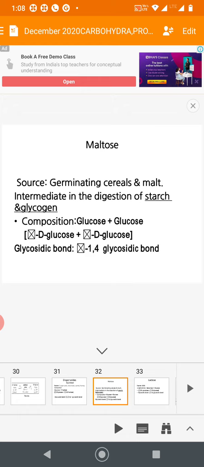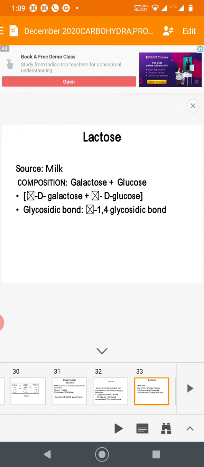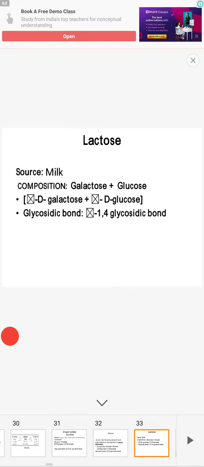Now you can remember that maltose contains two glucose molecules, and the glycosidic bond is alpha 1,4 glycosidic bond. Lactose is milk sugar, which contains galactose and glucose. See this slide, something is not visible: it is beta D glucose and beta D galactose. Both are beta. Is it clear?